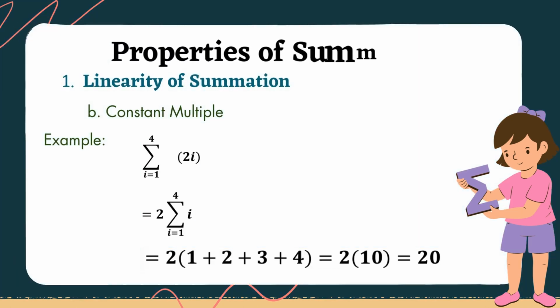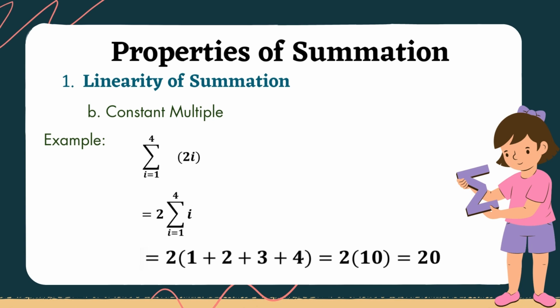So let's have an example under the constant multiple. I have here the sum of 2i from 1 to 4. So this can be written as 2 multiplied to the sum of i from 1 to 4. So you just have to simply substitute the value from 1 to 4 to our i and multiply it to 2.